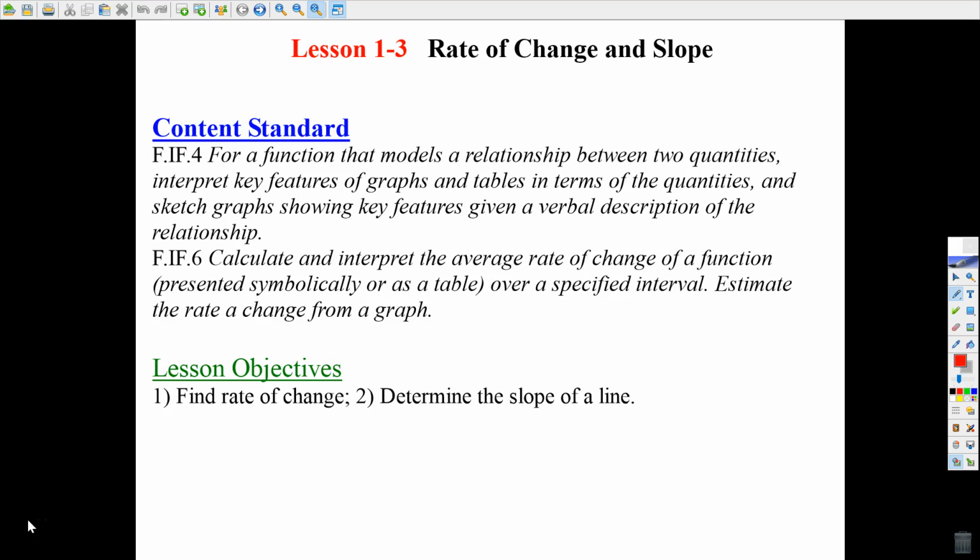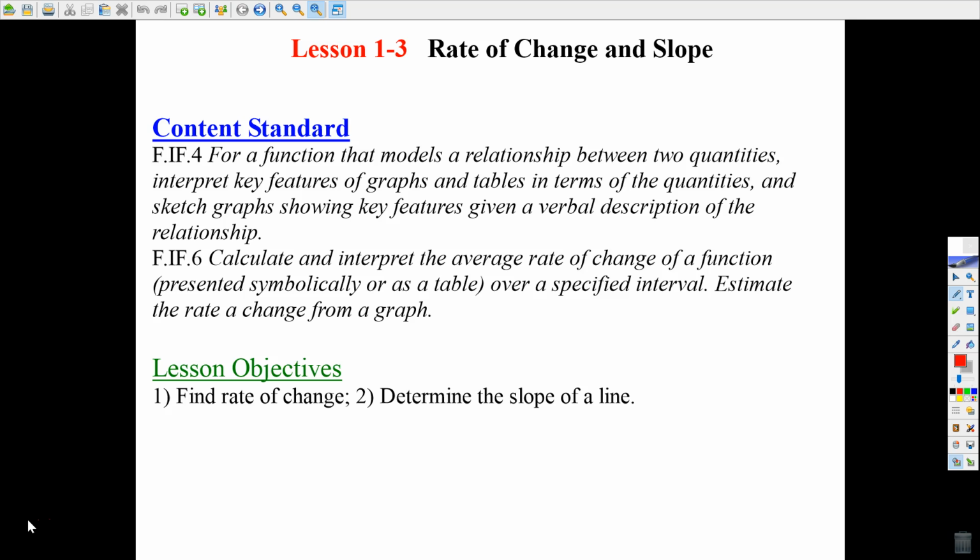In lesson 1.3, as you can tell by our title, we're dealing with rate of change and slope. Okay, and I want to differentiate with this lesson the idea of an average rate of change versus the slope, which indicates a constant rate of change.